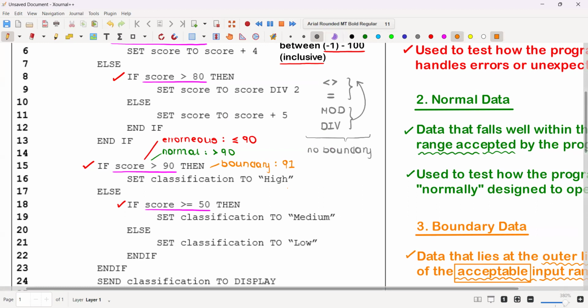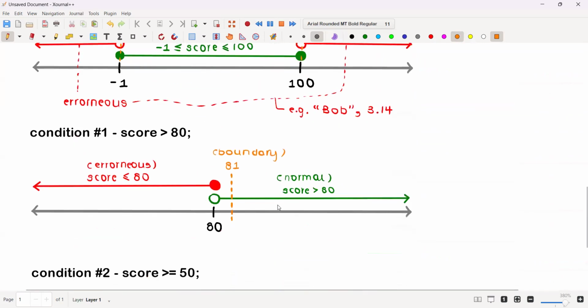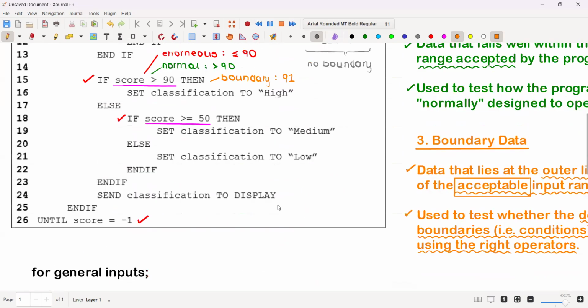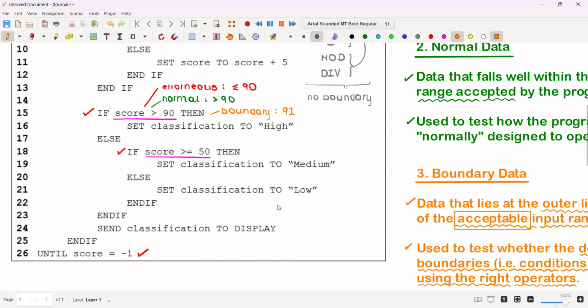Erroneous is less than or equal to 90. Normal is 90 and above, of course. So there you go, guys. Similar to the score greater than 81. Here, it's again similar, where erroneous is less than or equal to 90. Normal is greater than 90 and boundary is 91 because 91 is the smallest accepted value.